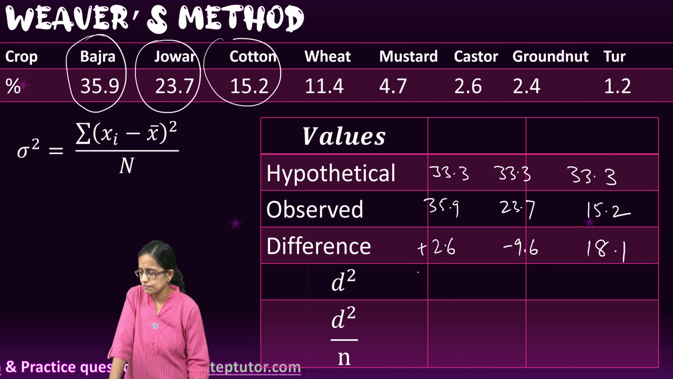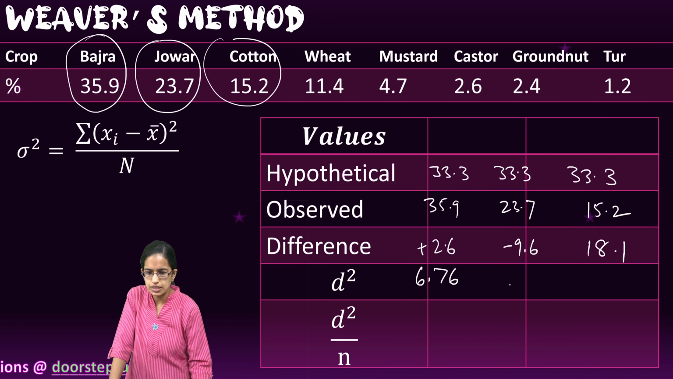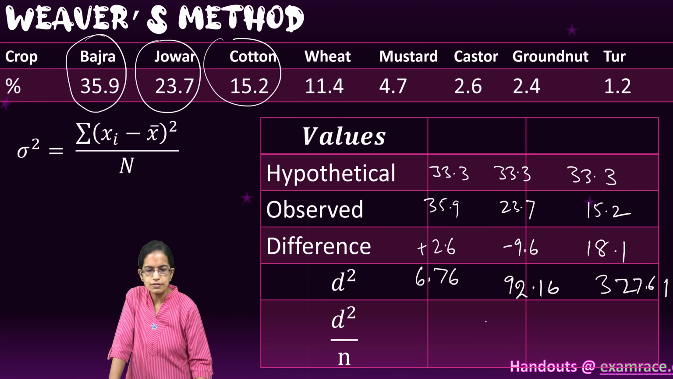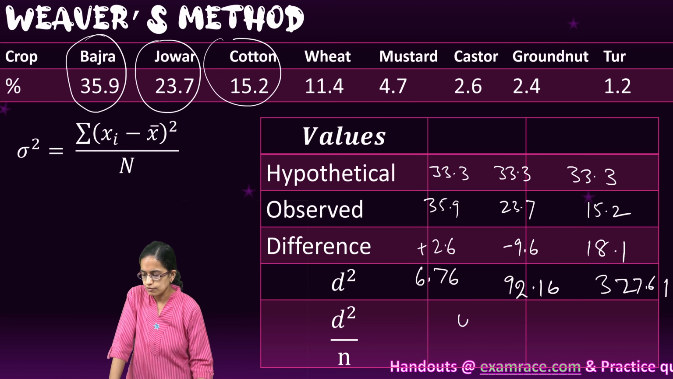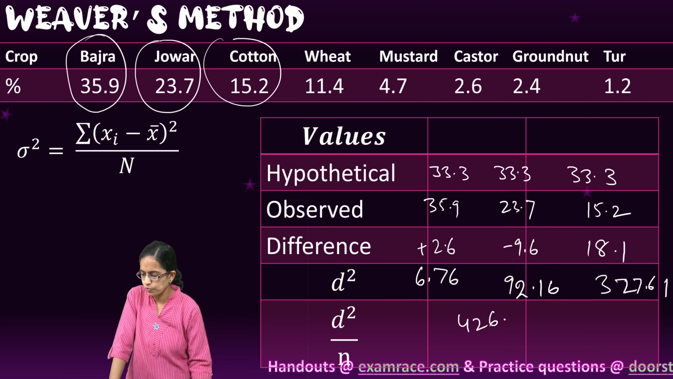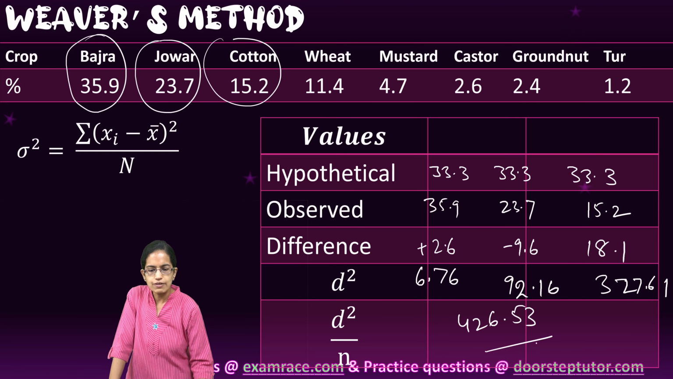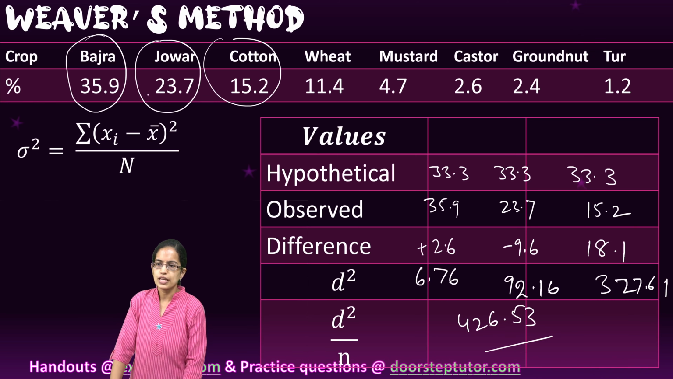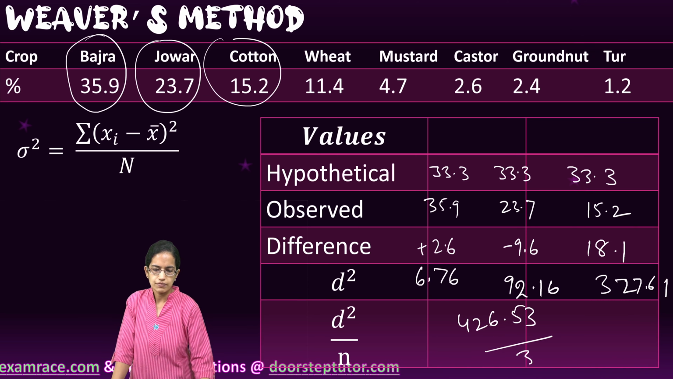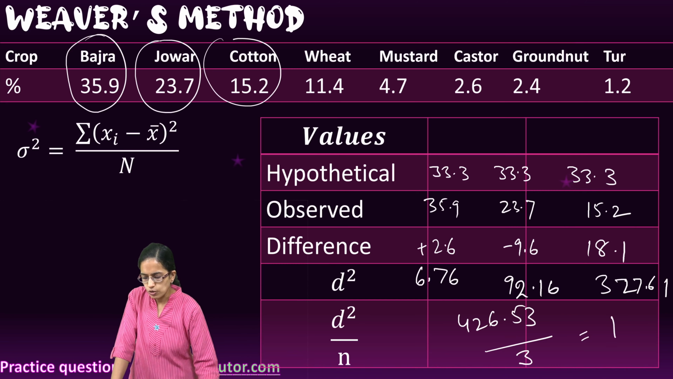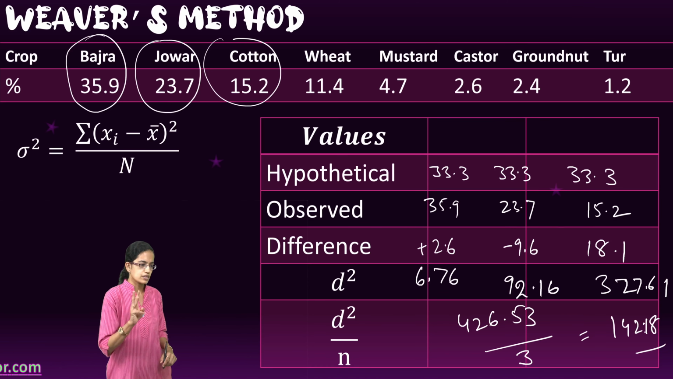I square these differences, which is 6.76, 92.16 and then 327.61. I add these as 426.53. I divide by the total number of crops I have taken. So 3 crops taken here, I divide by 3. I get a value of 142.18. Now this is when there were 3 crops.